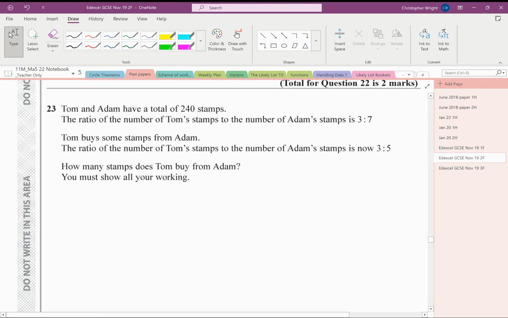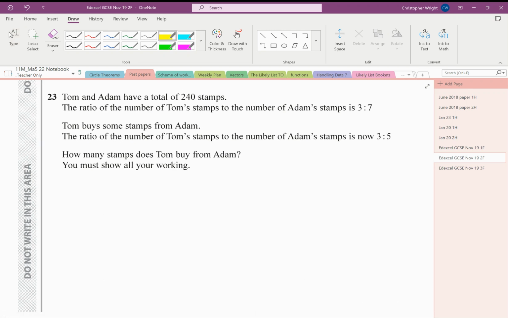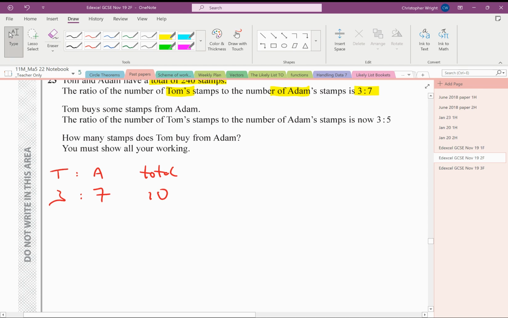Let's do question 23. Tom and Adam have a total of 240 stamps. The ratio of the number of Tom's stamps to the number of Adam's stamps is 3 to 7. I'm just going to write that down: Tom to Adam is 3 to 7. I'm going to write a total column as well, because it's often useful to have a total column with ratios. Tom buys some stamps from Adam. The ratio has changed. We'll deal with that in a minute.